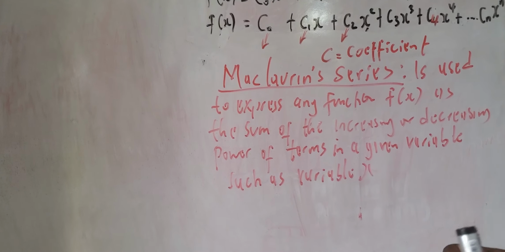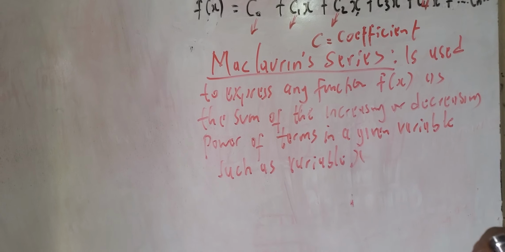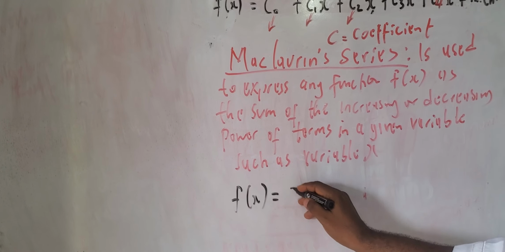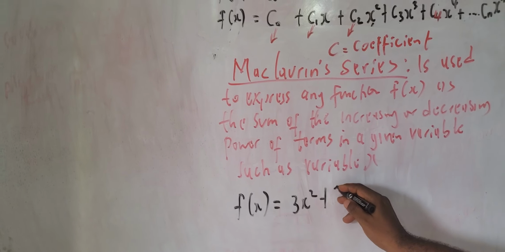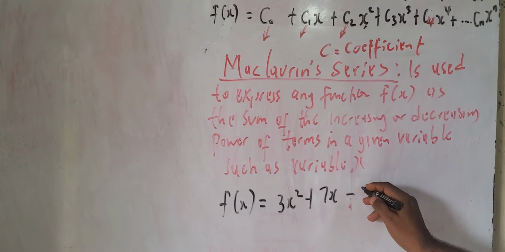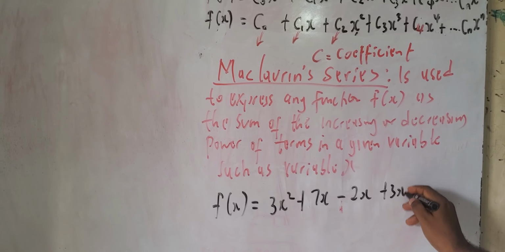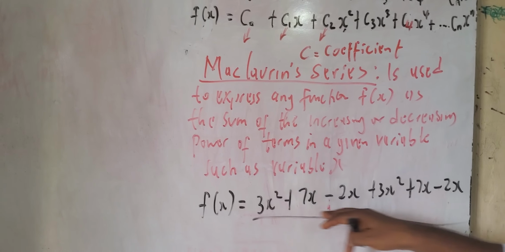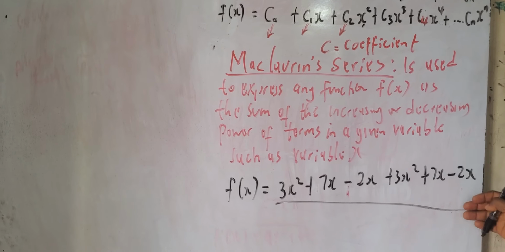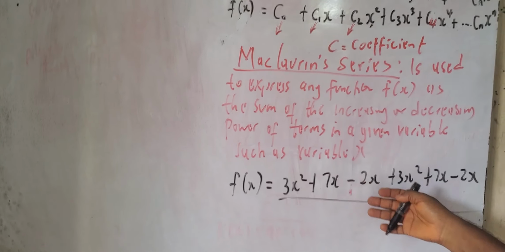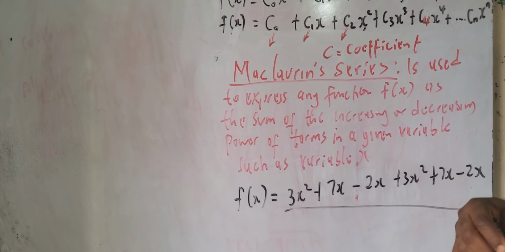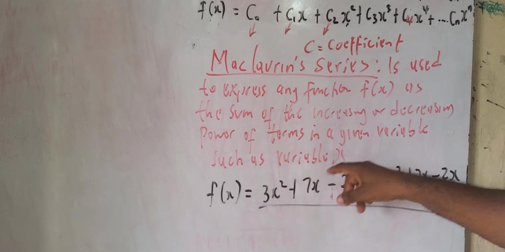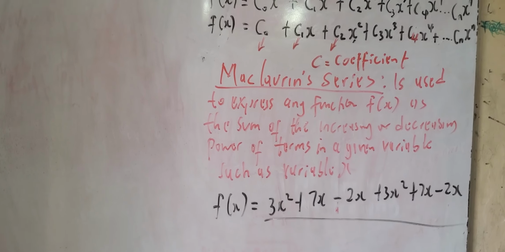What do I mean by that is this. I'm talking about a scenario whereby you can express this f of x as, let's say, 3x squared plus 7x minus 2x plus 3x squared plus 7x. You can see that there is a pattern I'm generating in putting up these terms. So addition of these terms in terms of either increasing power of variable x or decreasing power of variable x is what Maclaurin series is trying to achieve, and we normally use it to find the approximate value for the given function.